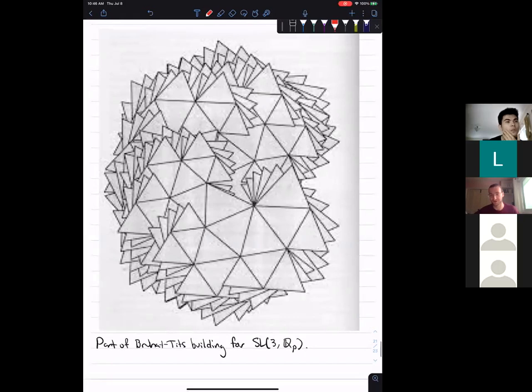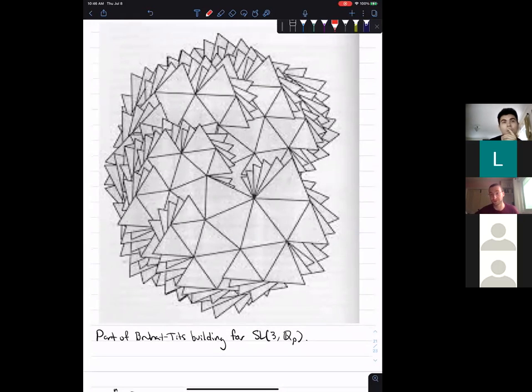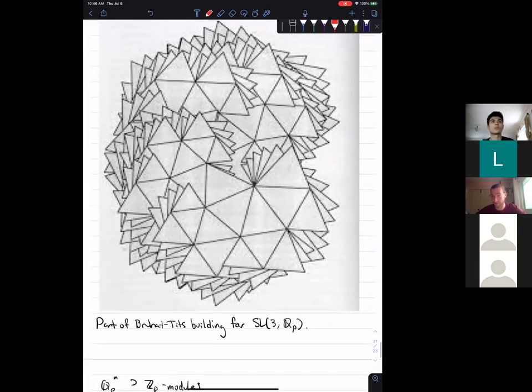But it's hard to find any picture of anything resembling a building other than, if you search Bruhat-Tits building, you're going to get a bunch of pictures of trees. Okay, but if you want to get a sense of the higher dimensional versions, it's really hard to find any pictures.